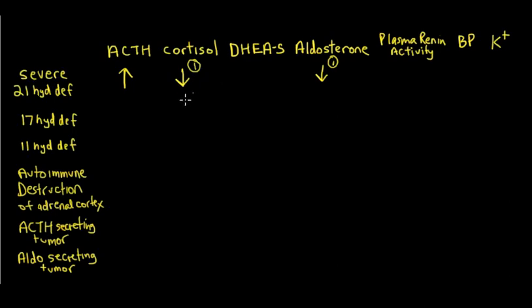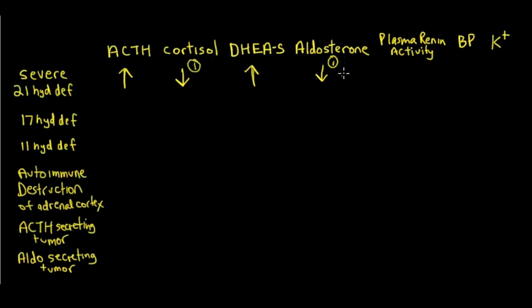Now if ACTH is increased, it's going to increase cholesterol inside the fasciculata and reticularis, and you're going to start shunting the precursors towards the only available pathway, which would be androgens. In this case, the only androgen we have is DHEA sulfate. So that would go up. So what we've done is take care of the hypothalamic-pituitary axis, thinking about what would happen there.